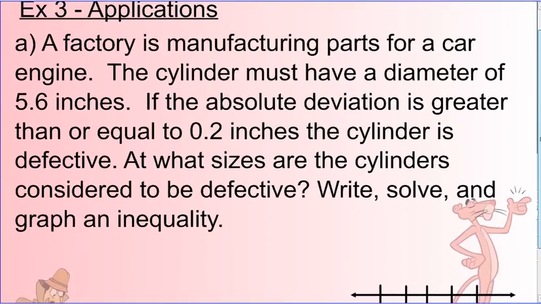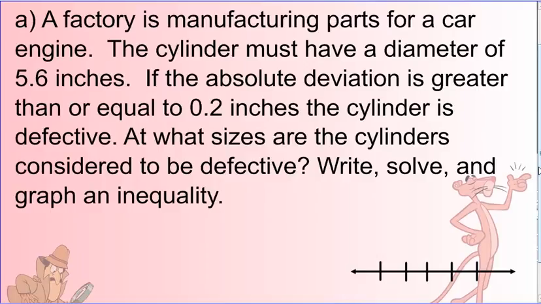So here in application A, it says a factory is manufacturing parts for a car engine. The cylinder must have a diameter of 5.6 inches. If the absolute deviation is greater than or equal to 0.2 inches, the cylinder is defective. At what sizes are the cylinders considered to be defective? Write and solve and graph an inequality. Okay, so this is absolute deviation. I saw it someplace. There it is. Absolute deviation. So it's giving us absolute deviation of x minus a given number equals absolute deviation.